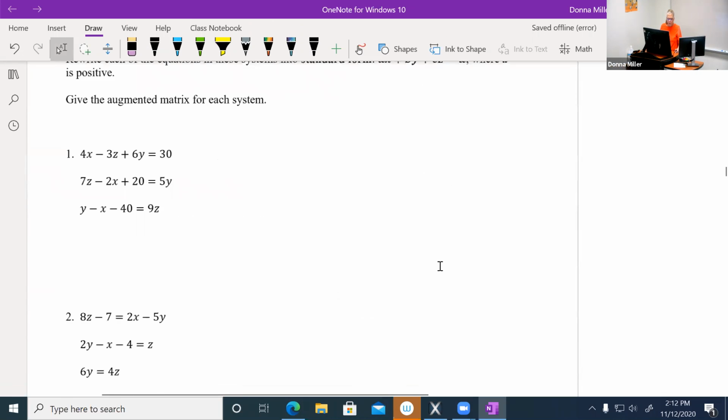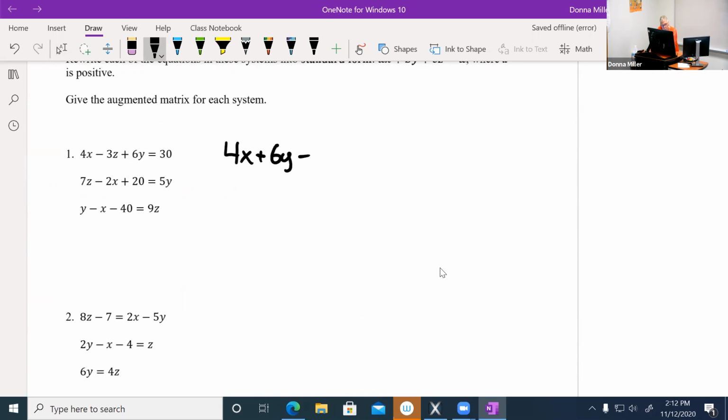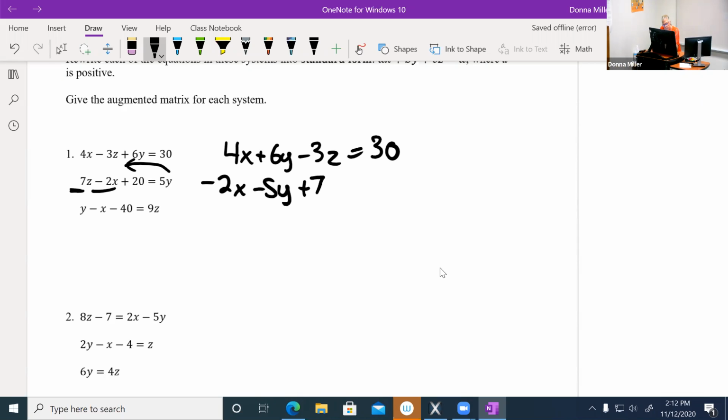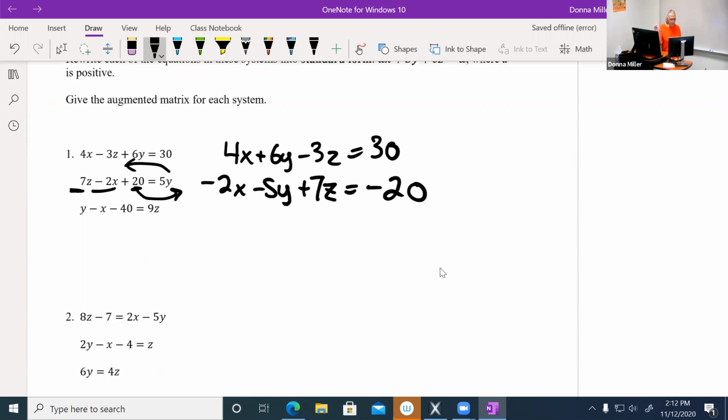So now we're going to practice rewriting them and giving the augmented matrix, just to make sure we can. Like number 1, I would rewrite this as 4x plus 6y minus 3z equals 30. I just have to put them in alphabetical order. Don't forget with the 2x there's a negative there, so it's -2x. Now I'm going to move the 5y over, so it becomes -5y. Then I've got plus 7z equals. Now the 20 is on the right and I need it on the left, so I'm going to make it negative. Anytime I change sides, I change the sign.